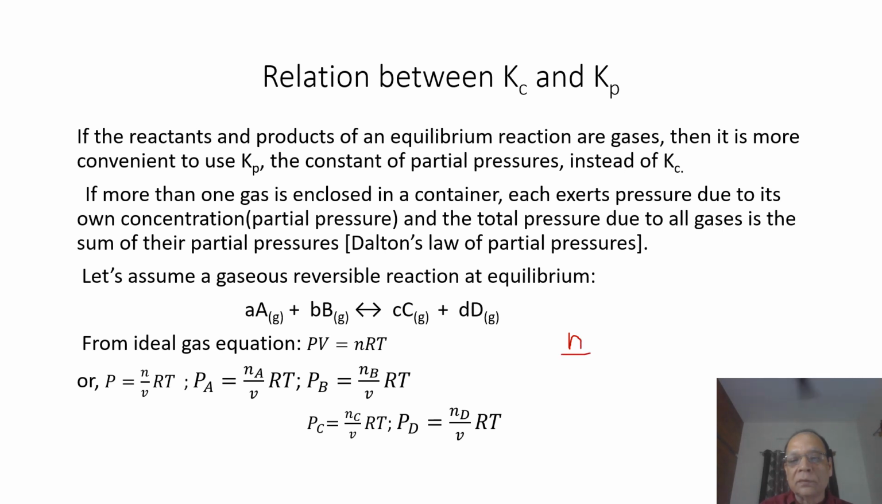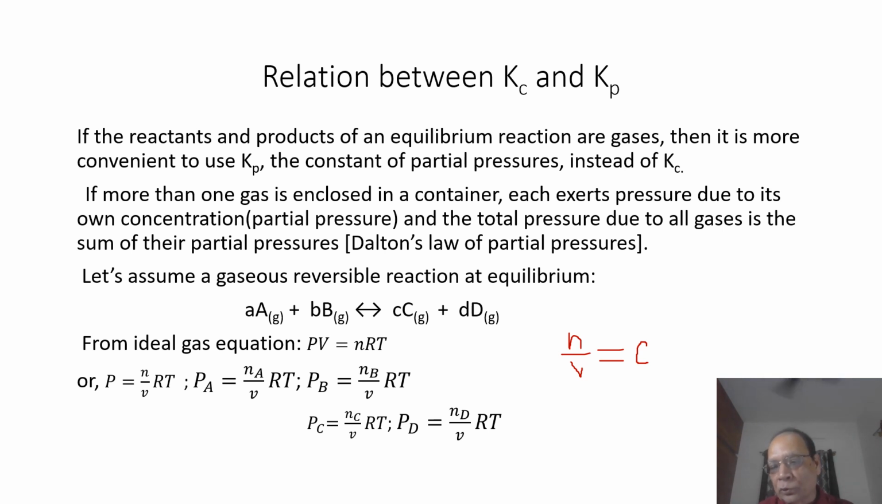n by V is equal to C, which is concentration. So n by V is nothing but concentration. So applying to A, we have the partial pressure of A given by the number of moles of A divided by the volume, which is the total volume of the container, into gas constant R multiplied with the temperature at which the reaction is taking place, which is common for all. Gas constant is common for all.